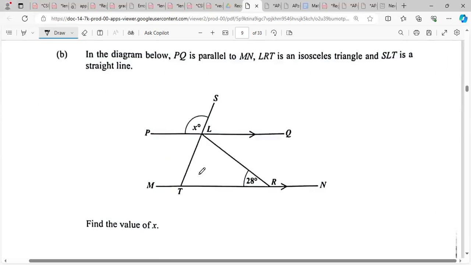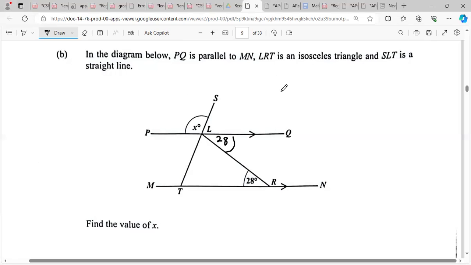It says now, in the diagram below, PQ, which is this, is parallel to MN, which is that. LRT is an isosceles triangle and SLT is a straight line. Alright, cool, and we have to find the value of x. Which route are we going to take? Let me see. Because it's parallel, here's our 28, right? Alternate angles. This can help me.